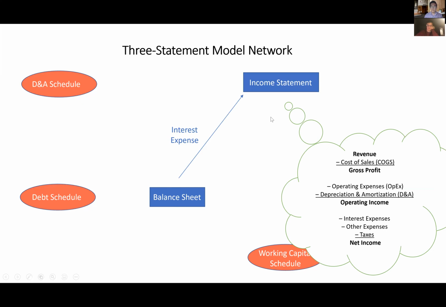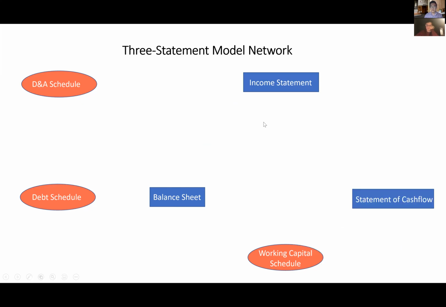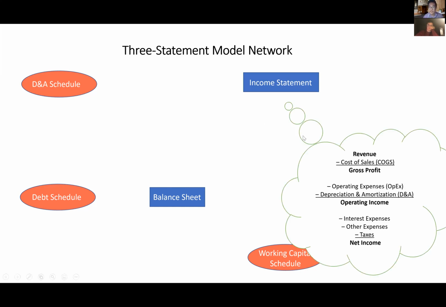So now let's connect the dots. This is the most exciting part. Okay, so how is information fed into each other? So first, let's recall that in an income statement, we have these items. Hope you still remember.